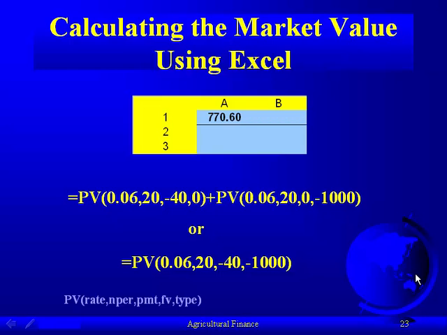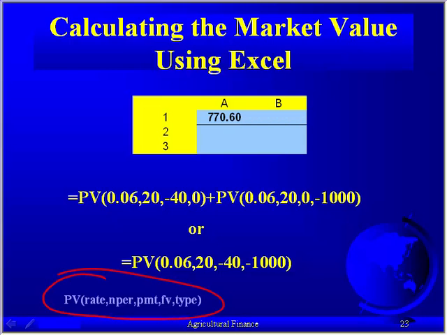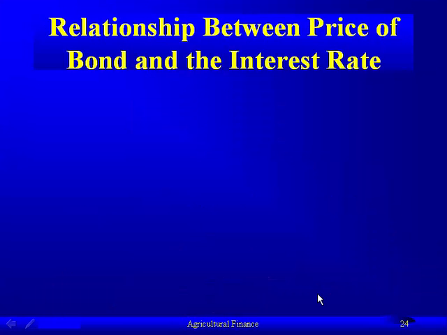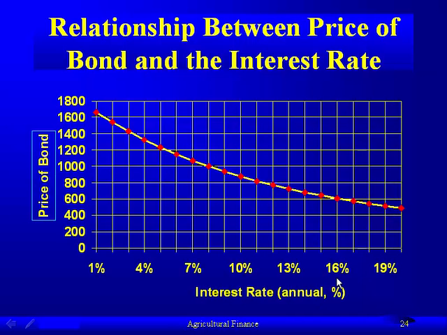Now, to calculate this with Excel, it's the same thing as the book value, but equals the present value, and then you open paren, put the rate of 6%, 20 periods, $40 payment, $1,000 future value, and sure enough, if you put that in Excel, it's going to give you $770.60. Now, looking at the relationship between the price of the bond and the interest rate, notice that as interest rates go up, people are going to pay less for the bond.